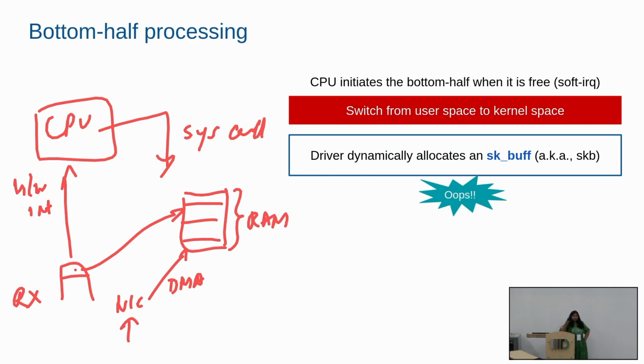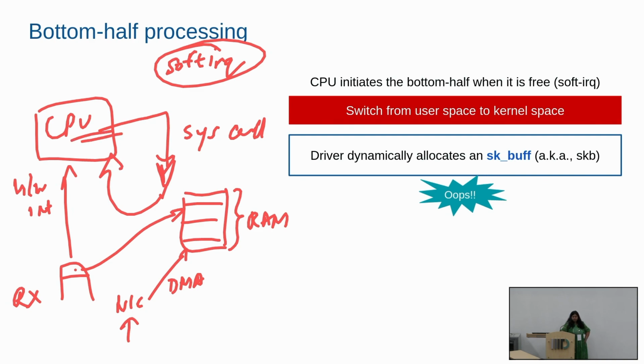Schedule a new process for the rest of the processing, and such a process is called a soft IRQ, a software interrupt. It's scheduled, put into the ready queue, the top half job is done, and the CPU again switches back from the kernel space to the user space. Syscall is over. The CPU will continue with its regular application processing.